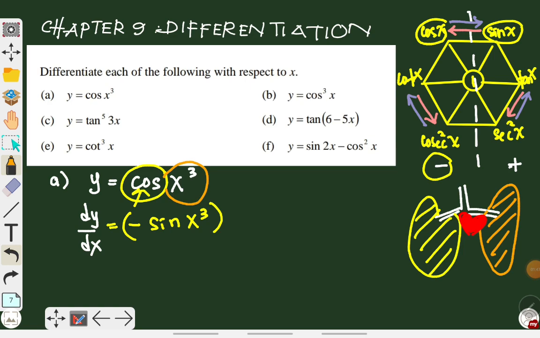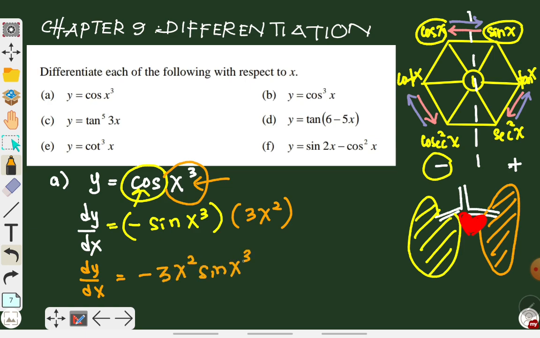Next, let's differentiate the orange color. Differentiate x cubed, we have 3x squared. And finally, we have dy over dx equals negative 3x squared sine x cubed. Hashtag done.